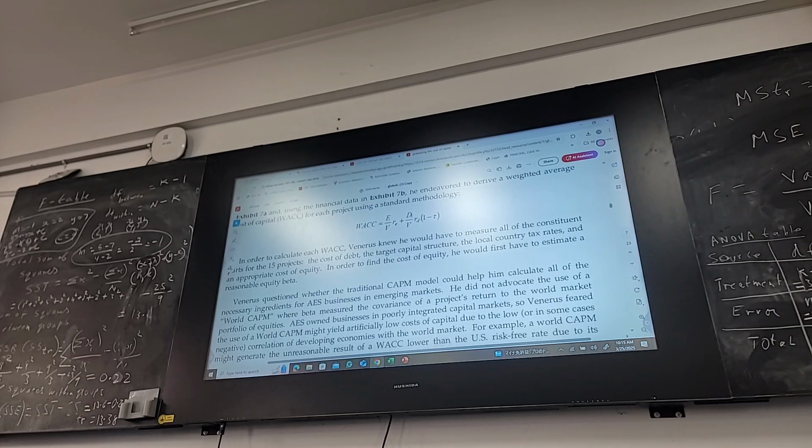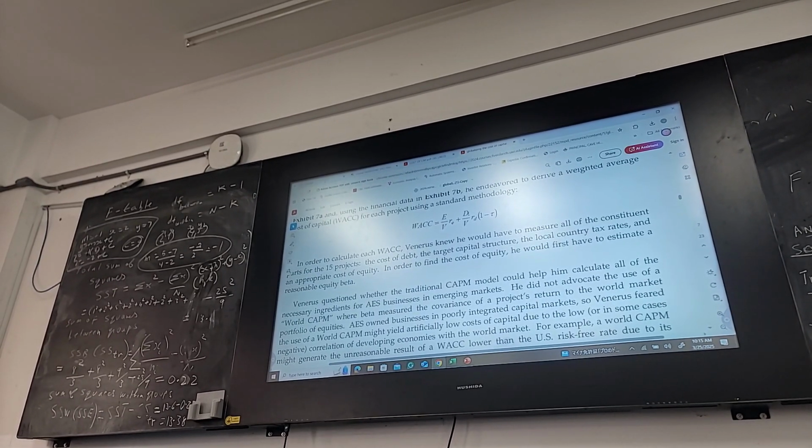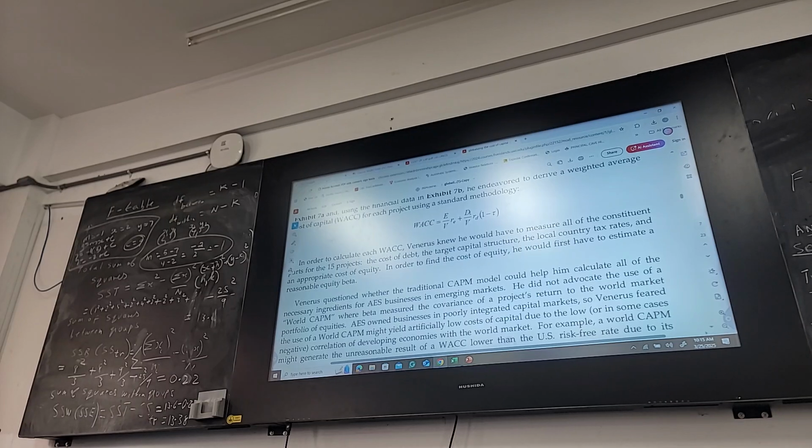And the word target there is important. These are the small things that people lose marks on. It's not necessarily the actual capital structure the business has now or what it was in the past. WACC is a forward-looking calculation, so it's a target. What would they like it to be? E on V, D on V must add up to 1. The financing must come up to 100%.